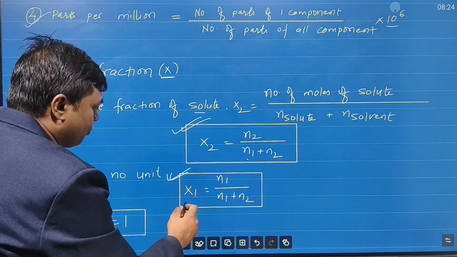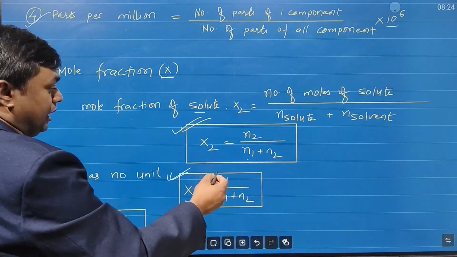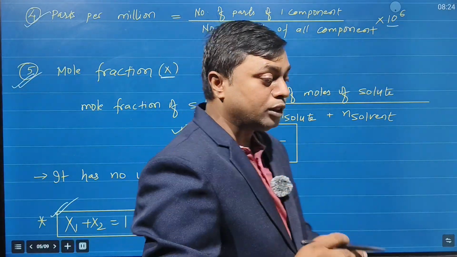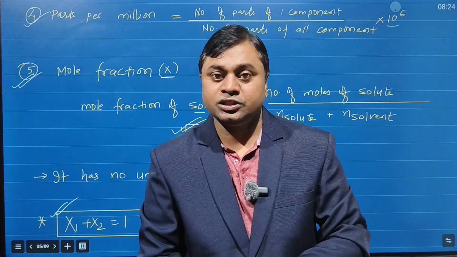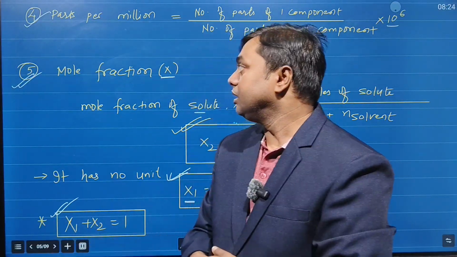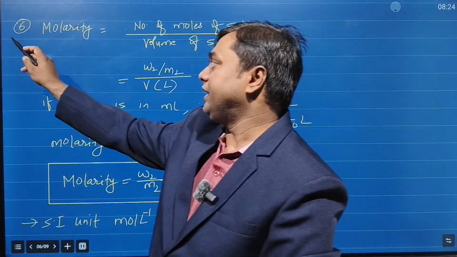Suppose I want the mole fraction of a solvent, so it is n1 by n1 plus n2. One more thing you should remember, the sum of all the mole fractions in a solution is 1. So x1 plus x2 is what? 1. Let's talk about molarity.